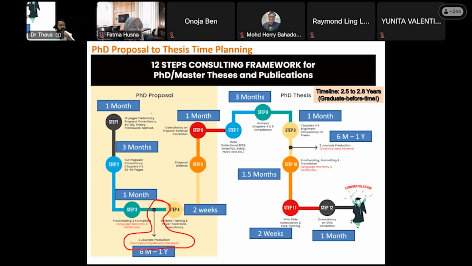At this stage, the moment our clients finish chapters 1 to 3, they immediately start the systematic review and conceptual review. We coach them how to start and so on. So that is all the steps here.